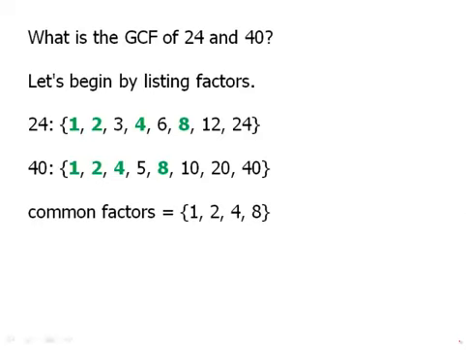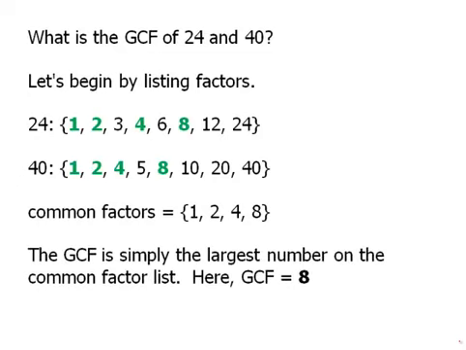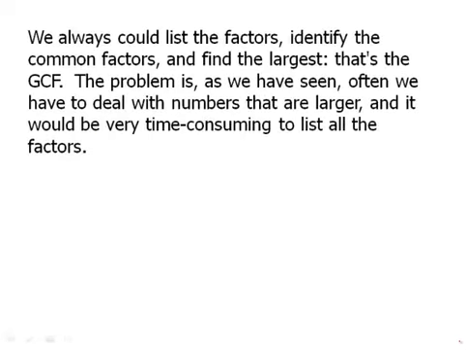And on that list, the greatest common factor is just the highest number on that list. The largest number in the common factor list is 8, and therefore 8 is the greatest common factor of 24 and 40. We could always list the factors, identify the common factors, and find the largest. That is the greatest common factor.